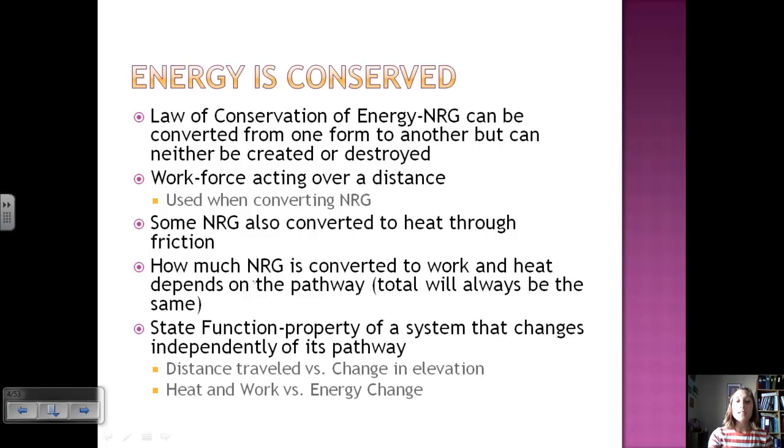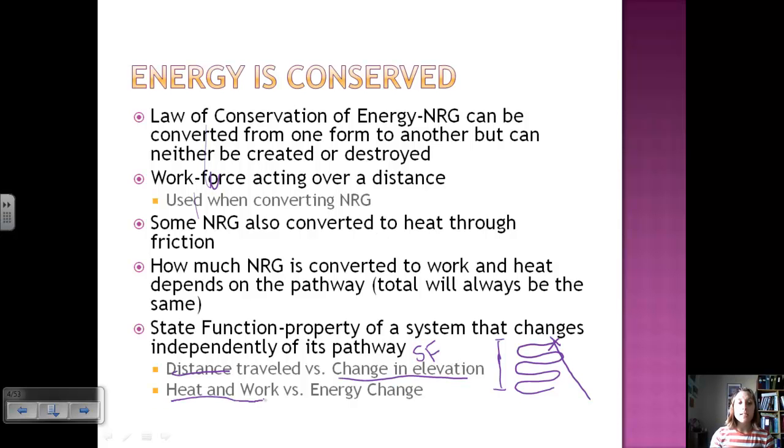Well, things that are independent of the pathway are called state functions. So for example, if we look at the distance that an object travels versus its change in elevation. So let's say that you're going up a hill, you're hiking a 14er. Well, you have to hike a lot of switchbacks in order to get to the top of the hill. Well, your distance is going to be a lot more than if you just took a more direct route up the hill. But your change in elevation is going to be the same no matter which pathway you take. So a change in elevation is a state function, whereas distance is not.